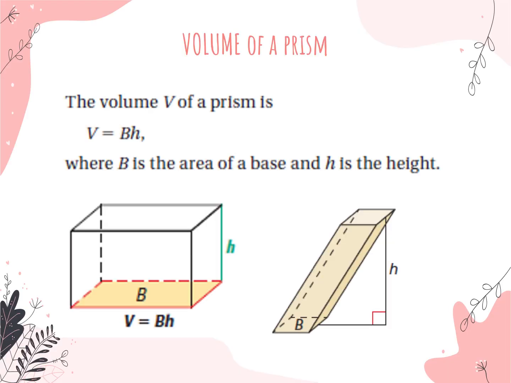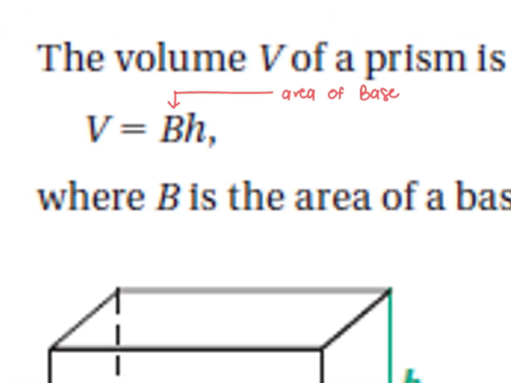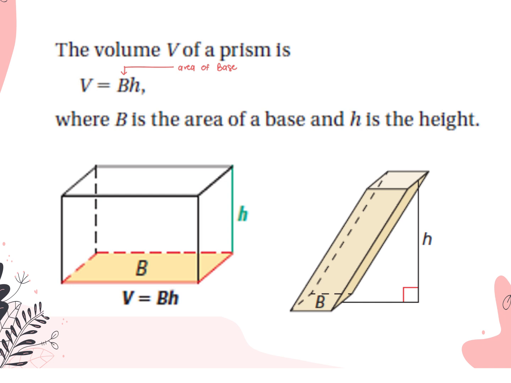All right, looking at this slide, it says volume of a prism. The volume of a prism is V equals B times H. Keep in mind that B stands for the area of the base. I know it's written down there, but I'm going to write it as well. Area of the base. Okay, that's my base area. So where B is, again, like I said, it's written here. The area of the base, and your H is your height.